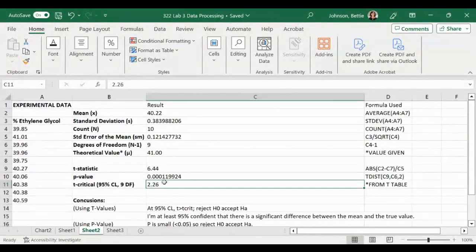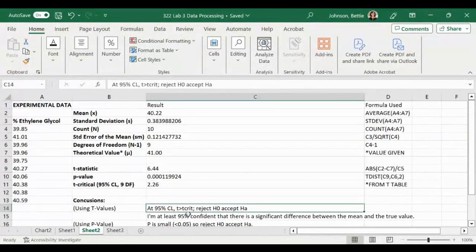So now I'm ready to compare the t-statistic to the critical t-value. And what I find is that the t-statistic is greater than t-critical. Therefore, we reject the null hypothesis and we accept the alternate hypothesis. So I'm at least 95% confident that there is a significant difference between the mean and the true value. Sadly, we would like our method to have not had a significant difference from the known value, but unfortunately it did.